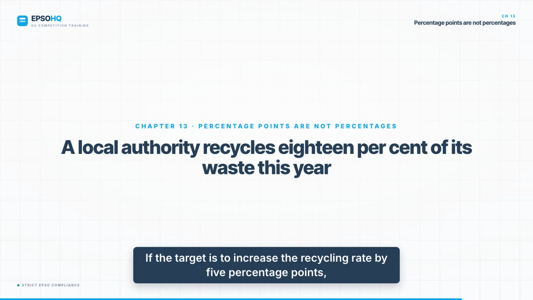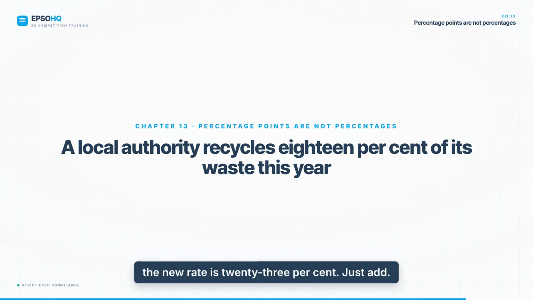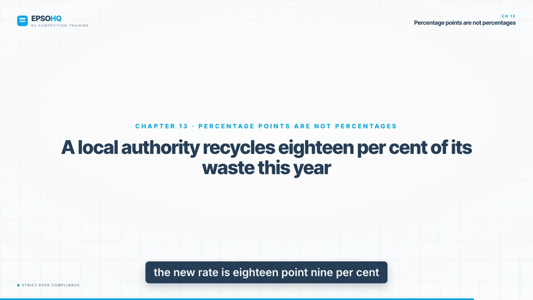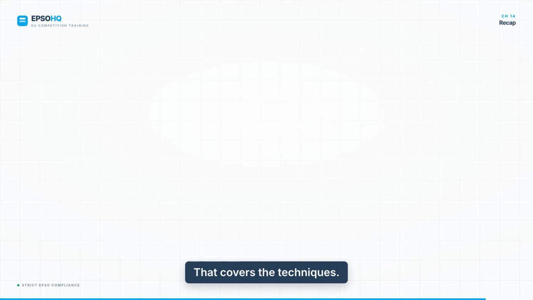If the target is to increase the recycling rate by 5 percentage points, the new rate is 23%. Just add. If instead the target is to increase the rate by 5%, the new rate is 18.9%. 18 times 1.05. The word points is the signal. Whenever you see it, add or subtract. Whenever it is absent, multiply.